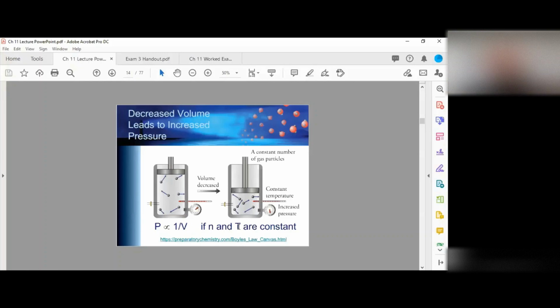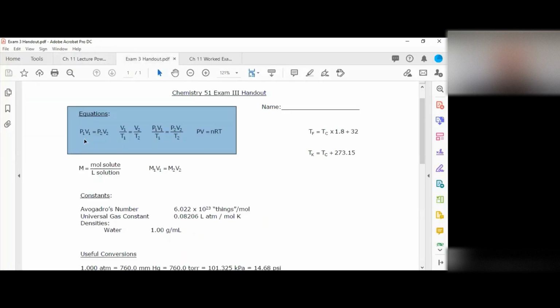So what's the numerical equation of this law? Well, you see it written right here. P1 V1 equals P2 V2. What is 1 and what is 2? Well, 1 and 2 refer to the condition before and after. Before the change and after the change.